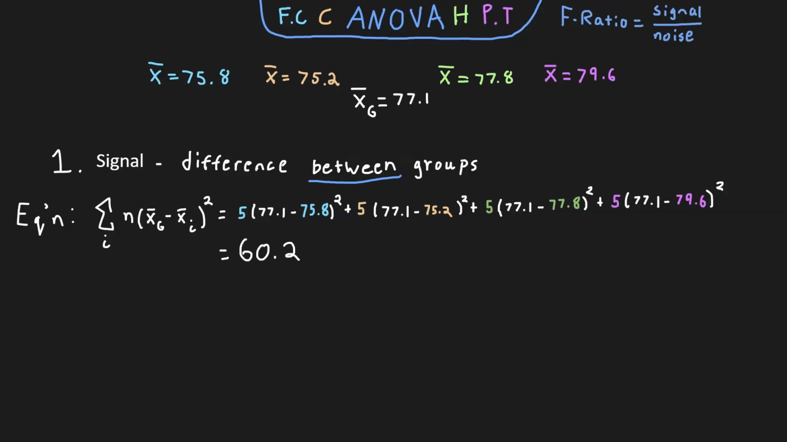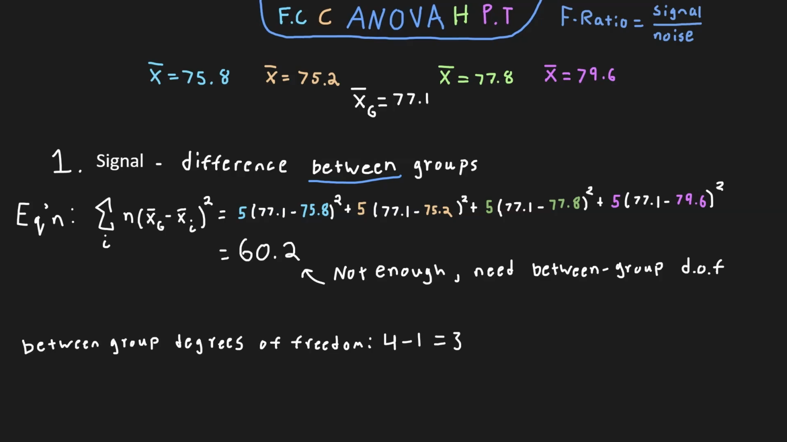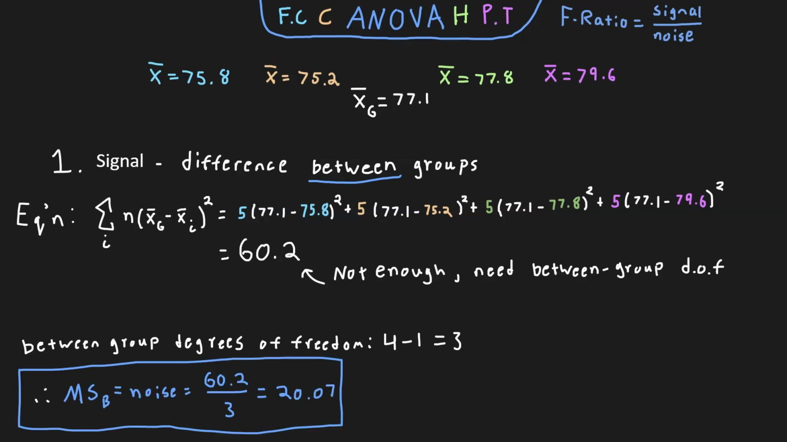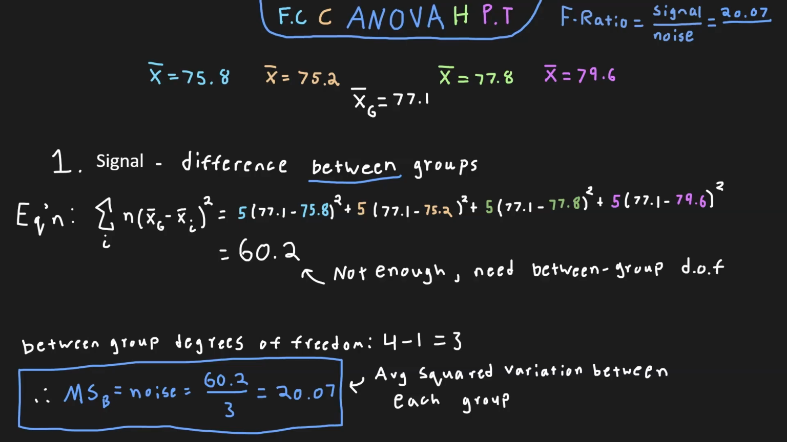Unfortunately, this by itself doesn't tell you much though, as we need to divide by the term known as the between group degrees of freedom, or your number of study groups minus 1. Therefore, our between group mean square value is simply just 60.2 divided by 3, or 20.07. This simply tells us the average squared variation between each group.